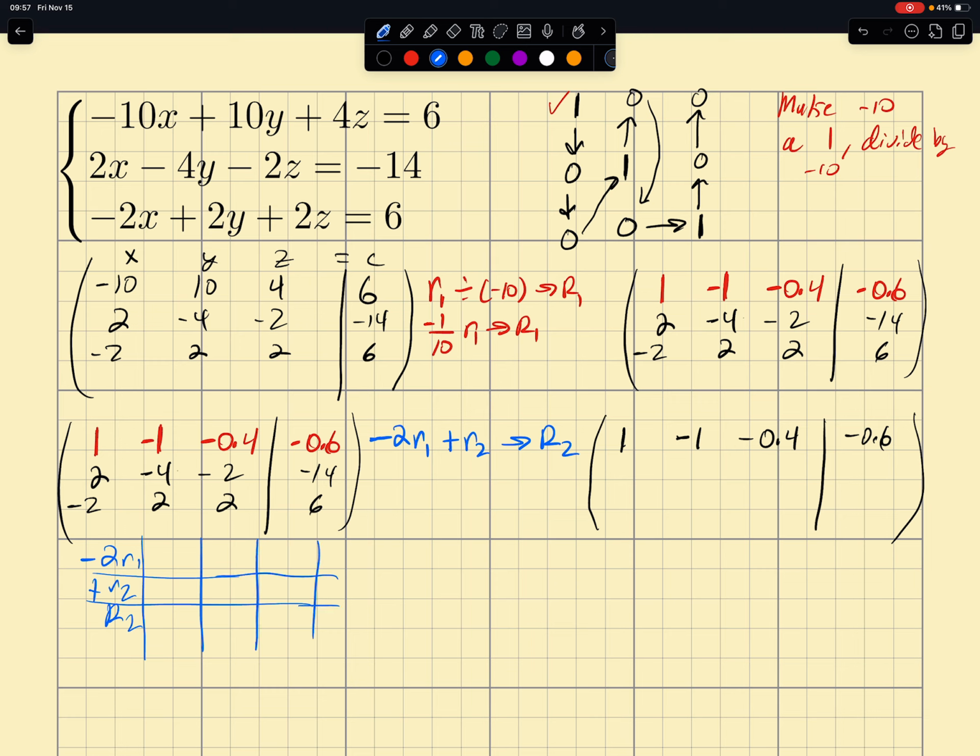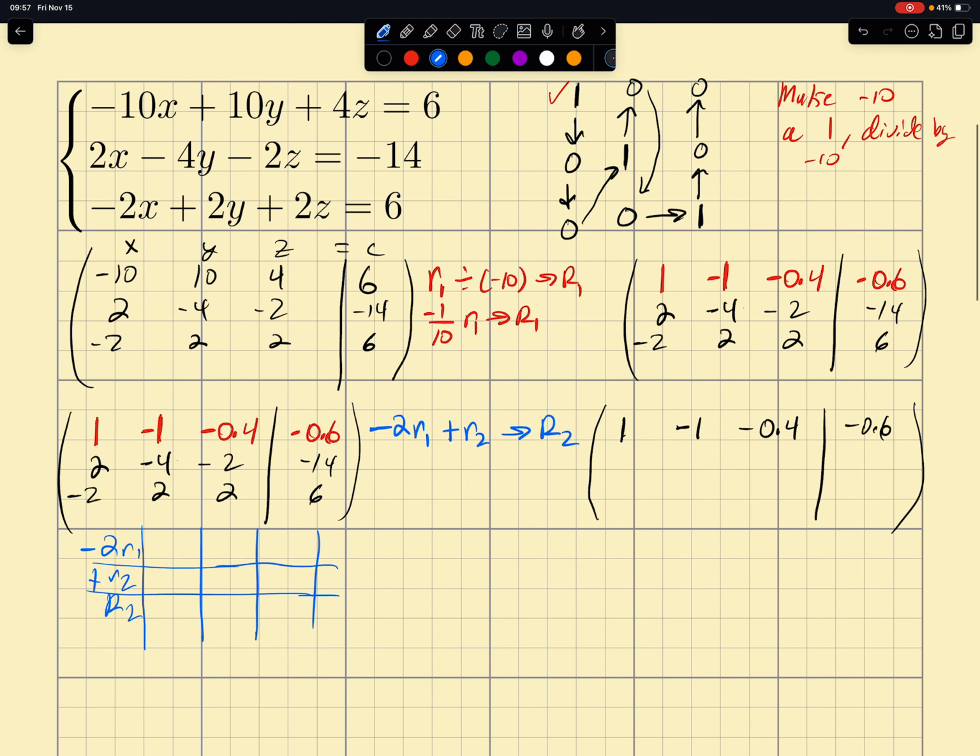Okay, so we're going to take negative 2, and we're going to multiply it by 1, negative 1, negative 0.4, and negative 0.6. So negative 2 times 1 is negative 2. Negative 2 times negative 1 is positive 2. Negative 0.4 times negative 2 is 0.8. And negative 2 times negative 0.6 is 1.2. Row 2 is 2, negative 4, negative 2, and negative 14.